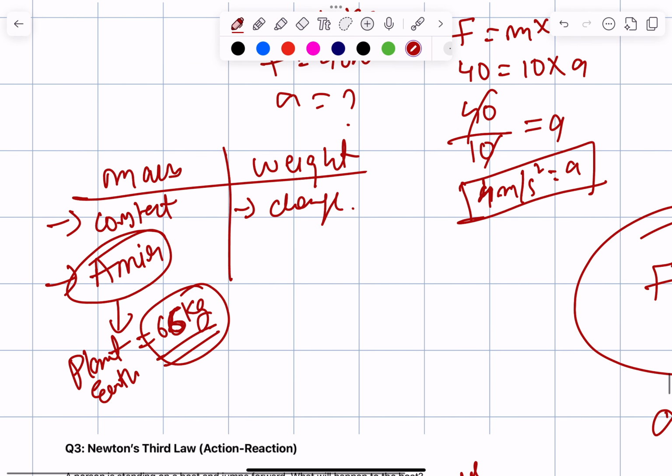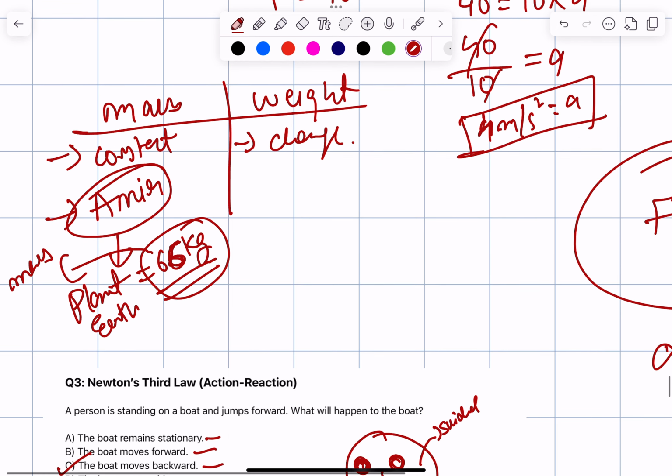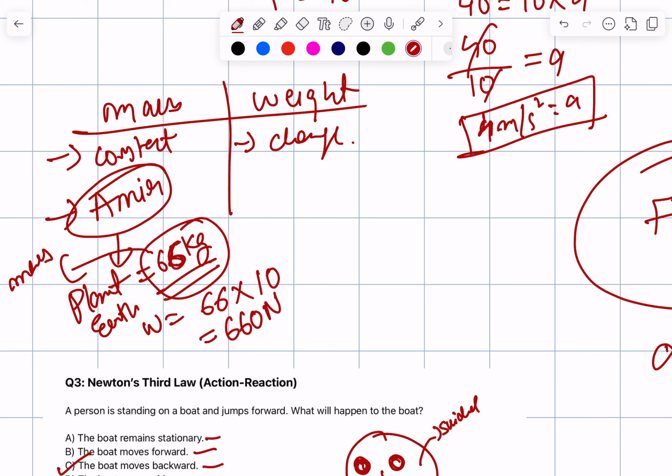This is mass, not the weight. The weight will be 66 into g, and I'm taking g as 10. Well, it is 9.8, but you can take 10, it's fine. So it will be 660 Newton. The SI unit of weight is Newton.